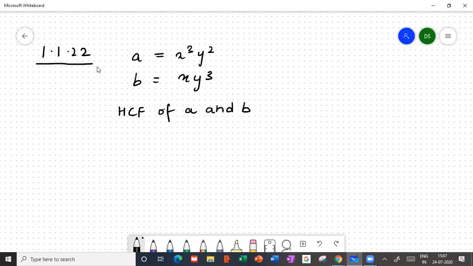Yeah, Krish, your answer is right. Ayush, yes. Okay, so all you have to do is look at the power of x, which is common in both a and b, and the power of y, which is common in both a and b. So which is the highest power of x common in both a and b? Only x, right? So it will be x, and for y, it will be y square. So this will be the HCF.